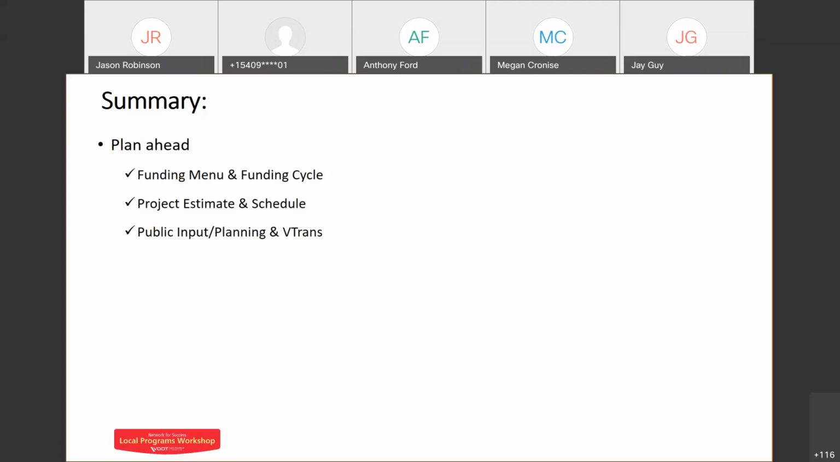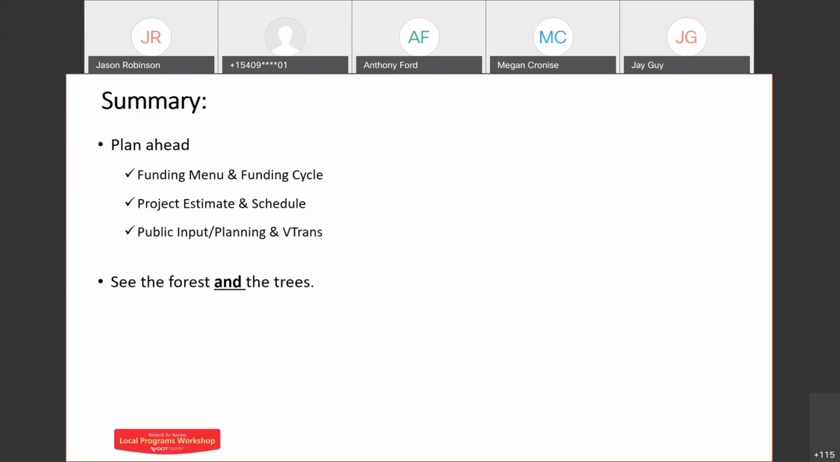Make sure you keep track, if you need public input, what kind of public input you're going to need, and planning efforts that have been involved. VTrans, if that's an option, if you need to get in VTrans, what is the cycle for VTrans updates, and make sure that you're timing your project development in coordination with VTrans updates.